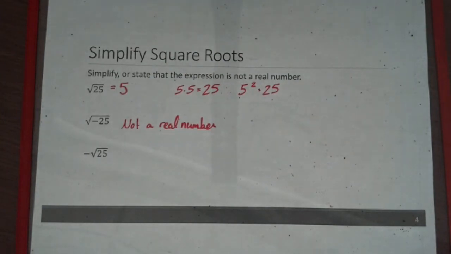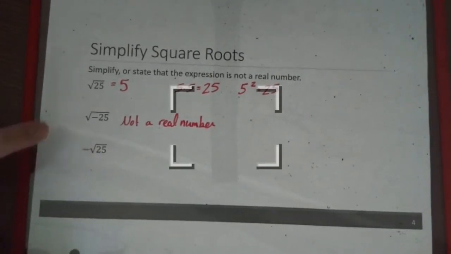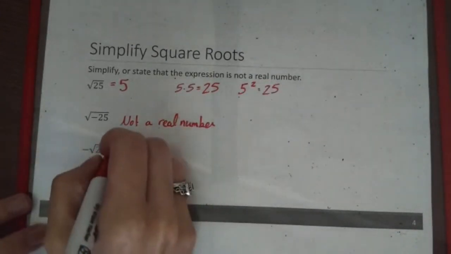Last, we have negative square root of 25, and that's just the square root of 25, but with a negative in front. So this will be negative 5.